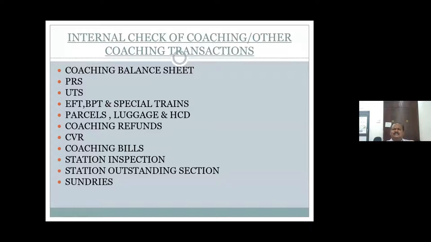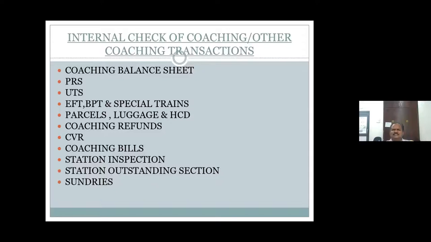Whatever earnings accrue at the station are transported to the traffic accounts office through the cashiers of the various banks, by remittance. Whatever receipts are received in the traffic accounts office are audited; that we call the internal check. So the internal check of the coaching balance sheet, PRS, UTS is there. The earnings accounted in the initial returns are sent to the traffic accounts office. Various returns are sent along with the balance sheet to the traffic accounts office, because we don't have a concurrent check at the stations.